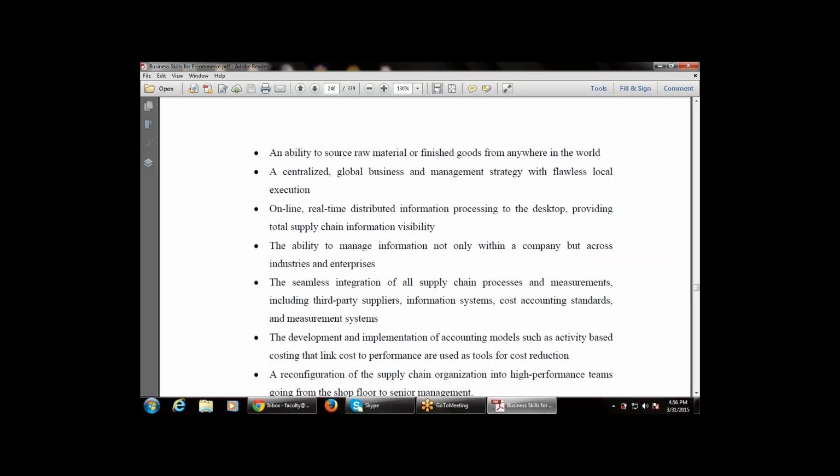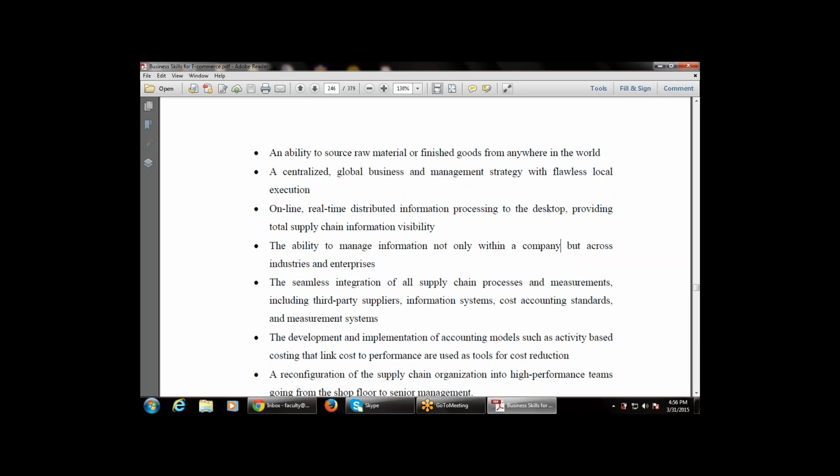Then the seamless integration of all supply chain processes and measurements. SCM also integrates the supply chain processes and measurements, including third-party suppliers, information systems, cost accounting standards and measurement systems.